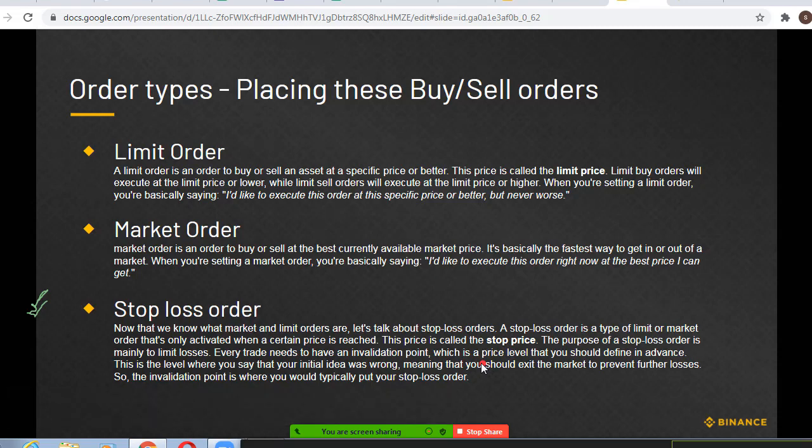Is the level where you say, okay, my idea about this particular setup, that's a trading setup now, is wrong. So that means I will exit the trade or the market at this point so that I prevent myself from losing further. So that point where you exit the trade when the trade is wrong is called the invalidation point. And that is where your stop price is.